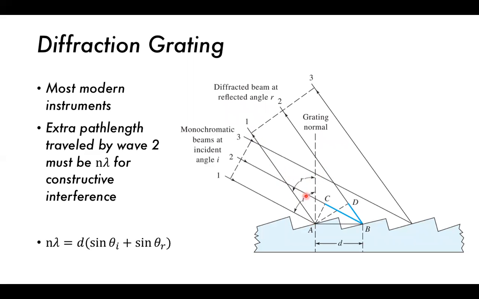Now, if the different beams, beam 1, 2, and 3, are going to interact constructively, then the extra distance traveled, i.e. C to B to D, must be some integer multiple of the wavelength. If, for example, it's only 1.5 of the wavelength, we will end up with destructive interference, and this will weaken the beam of light, and that helps us with regards to our wavelength discrimination.